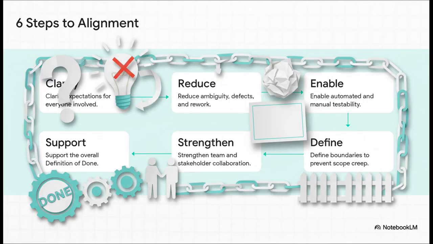And what's really cool here is how these things create this amazing domino effect. It all starts by clarifying expectations. When you do that, you naturally reduce the ambiguity that causes all that painful rework. That new clarity makes the feature testable, so you can actually prove it works. AC also defines the boundaries, which is your best defense against scope creep. And all of this together, it strengthens collaboration and gets everyone aligned on what done truly means.